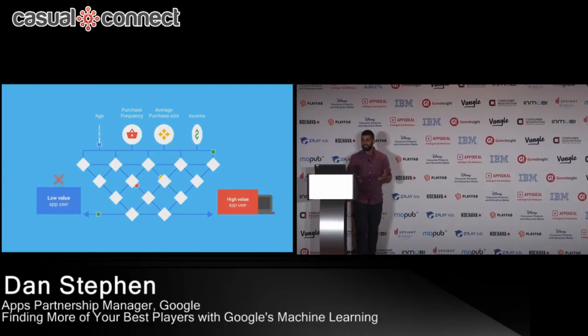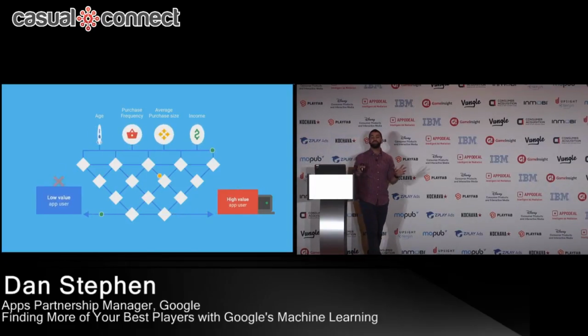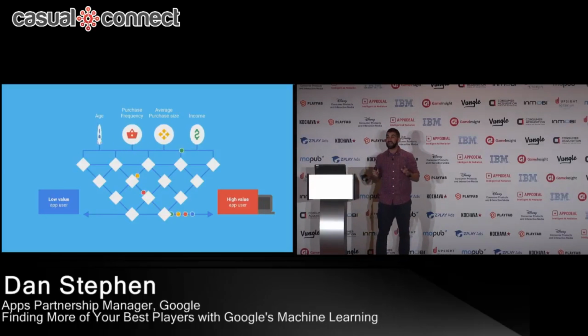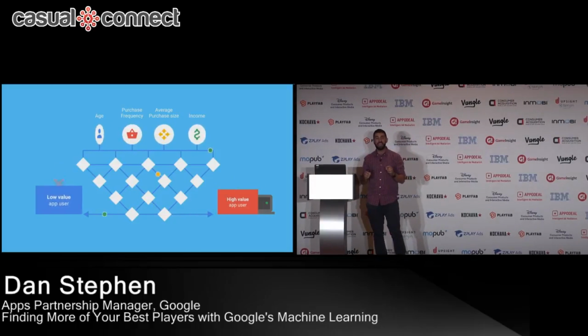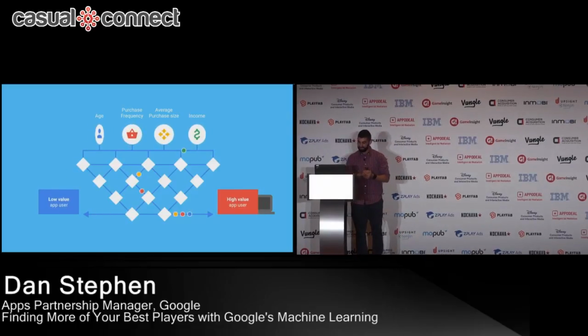And so UAC constantly analyzes all these signals. There's something like 300 million different signals that Universal App Campaigns are measuring and optimizing off at any given time, at any split second that your campaign is live.